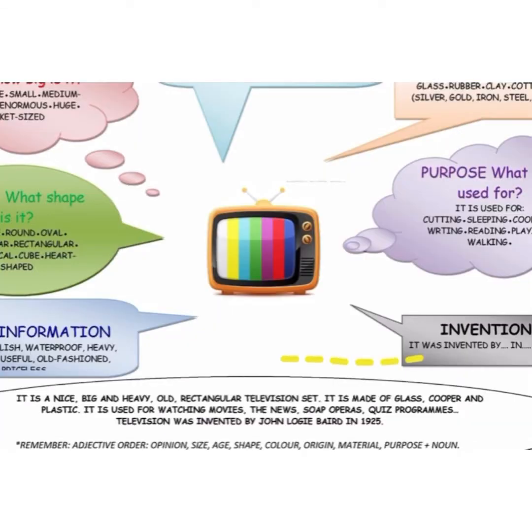Now, let's take a look at this example of an object. Ahora vamos a mirar el siguiente ejemplo de un objeto, a TV, una televisión. How can we describe it? ¿Cómo lo describiríamos? Well, it is nice, big and heavy. Es agradable, grande y pesada. Old, vieja, rectangular television set y rectangular.